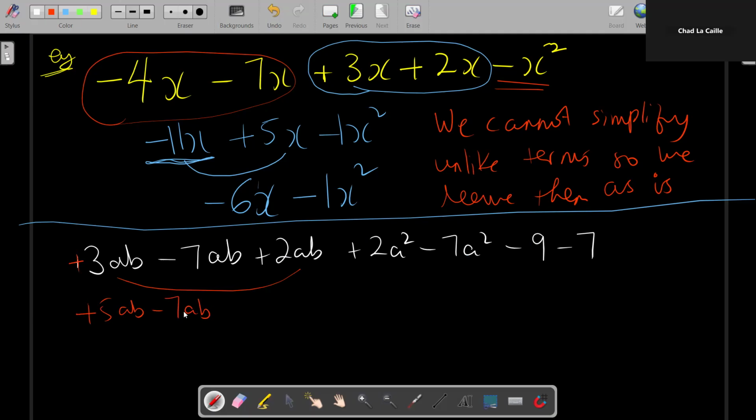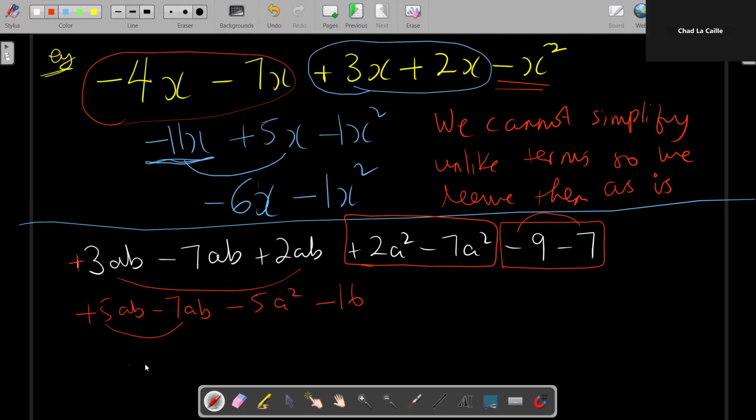You see, I bring down everything I counted for. This here I can simplify. Different signs law here: 7 take away 2 is 5, so I have minus 5a squared. I have to simplify this here. Same sign, that is 9 minus 16. Then this could still simplify further, 7 take away 5, then minus 2ab. And then minus 5a squared minus 16. Now I cannot do anything further here. Sometimes people might say you want to simplify further, but we cannot simplify unlike terms. So we leave them as is.